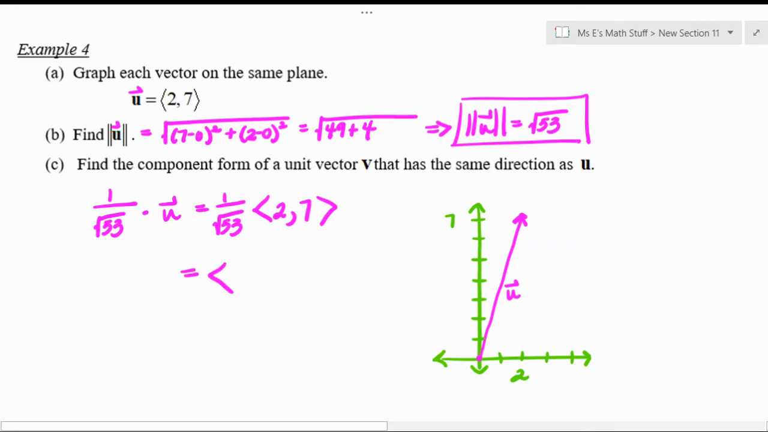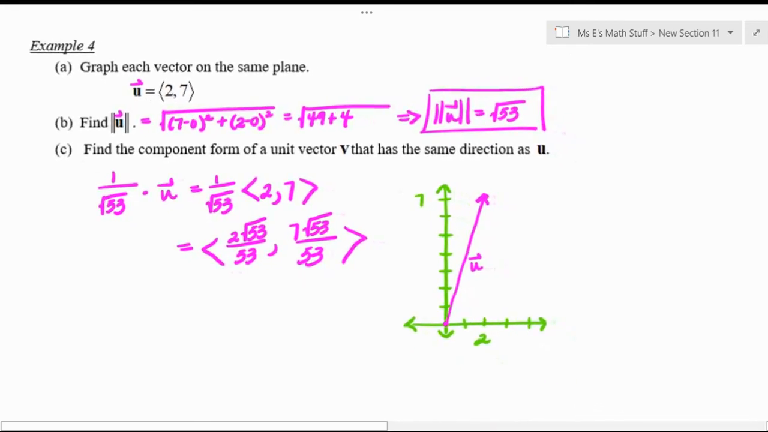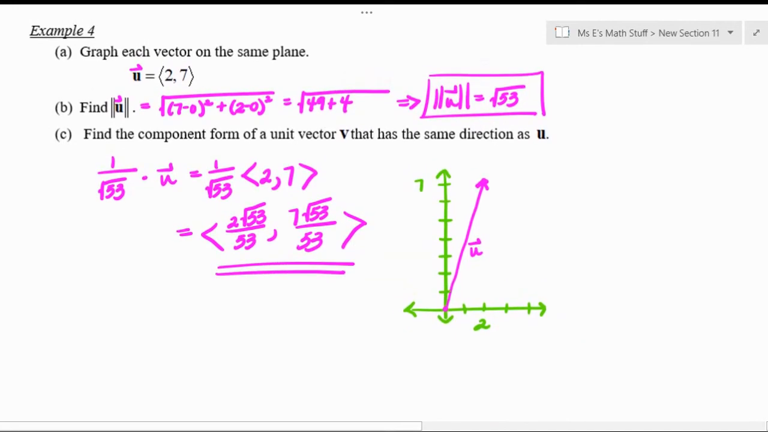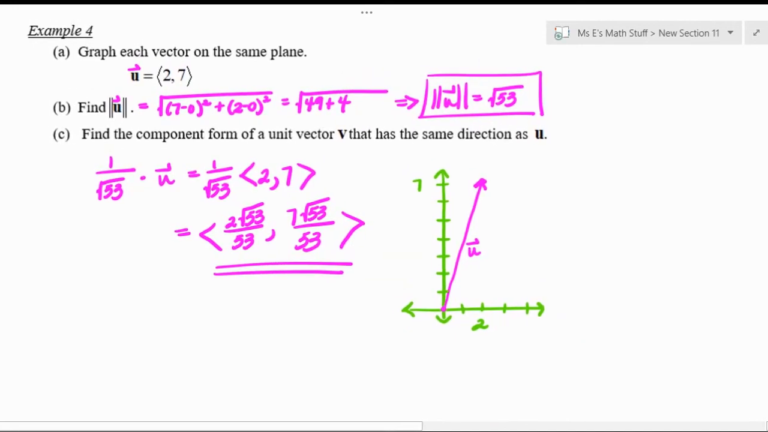And while I'm at it, I'm going to go ahead and rationalize the denominator. So I'd write it as 2 times the square root of 53 over 53, and 7 times the square root of 53 over 53. There we go. That's that, my friends. Okay. And hopefully you're feeling good about finding a unit vector that's in the same direction as a given vector, even if the magnitude is something that's irrational, like in this problem.